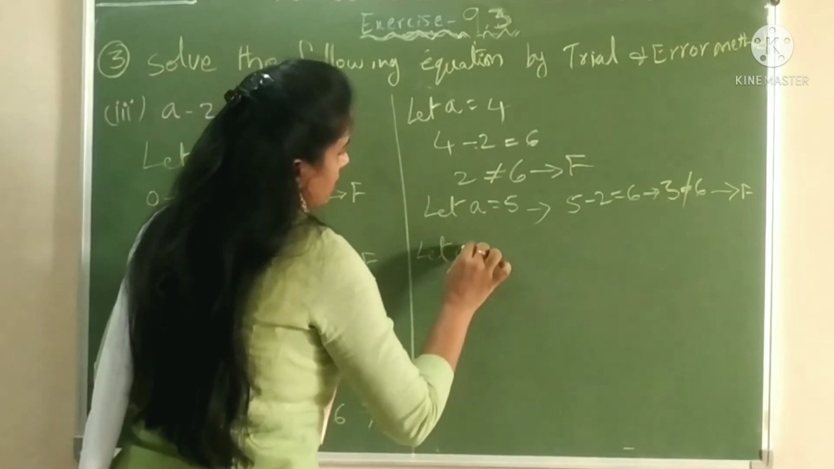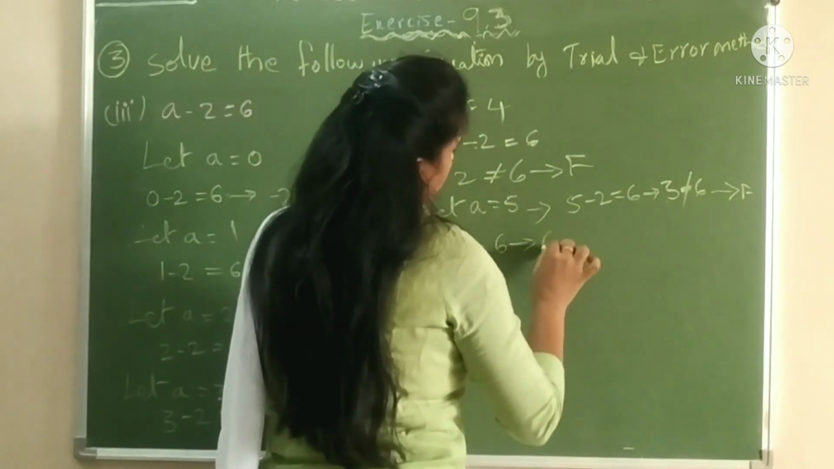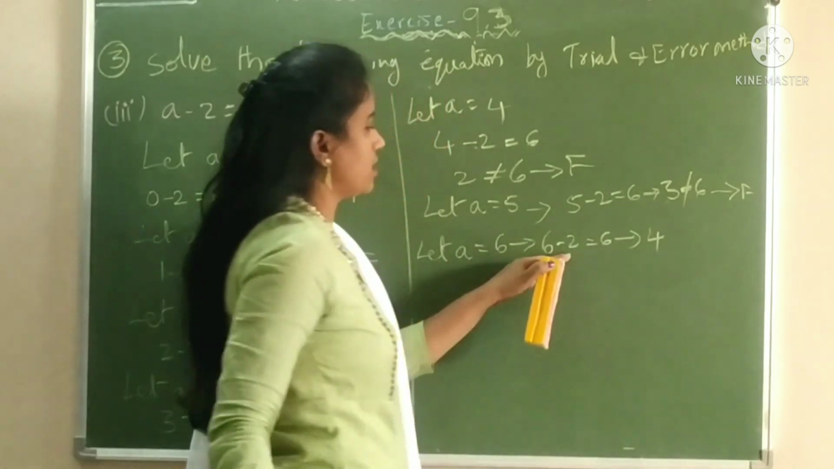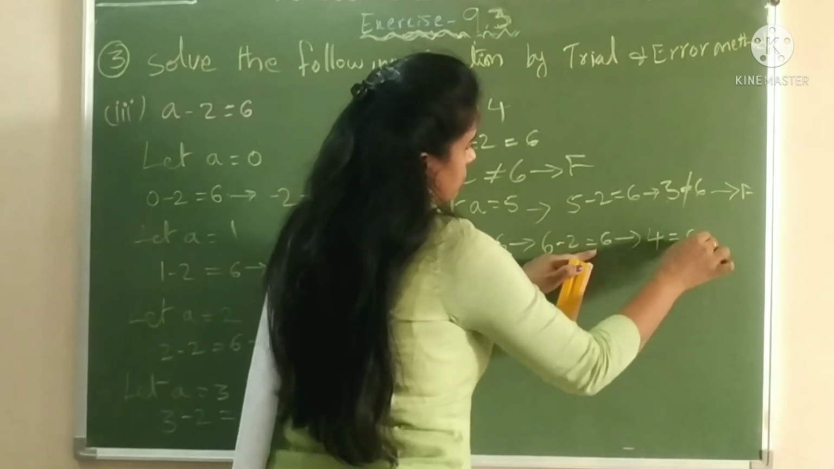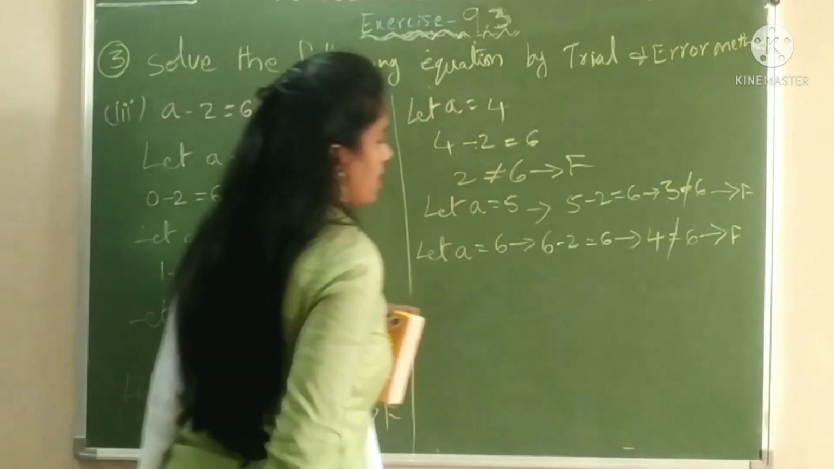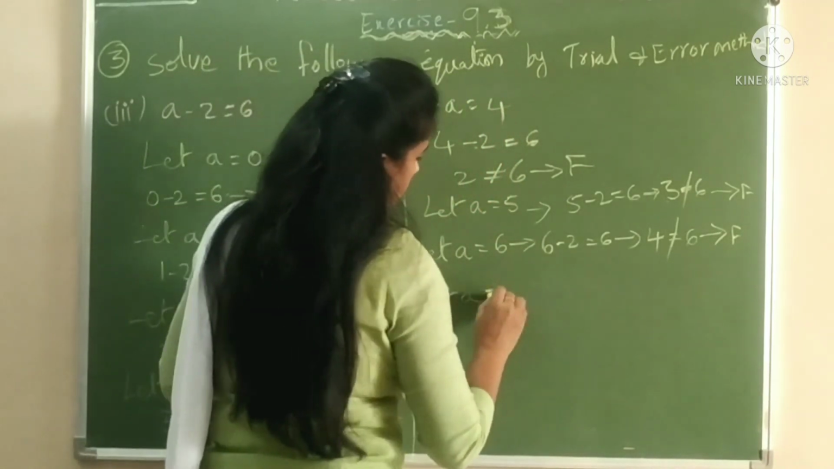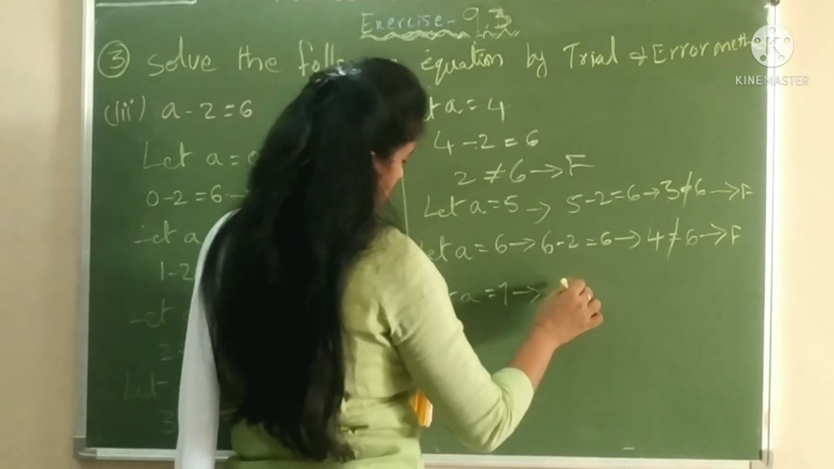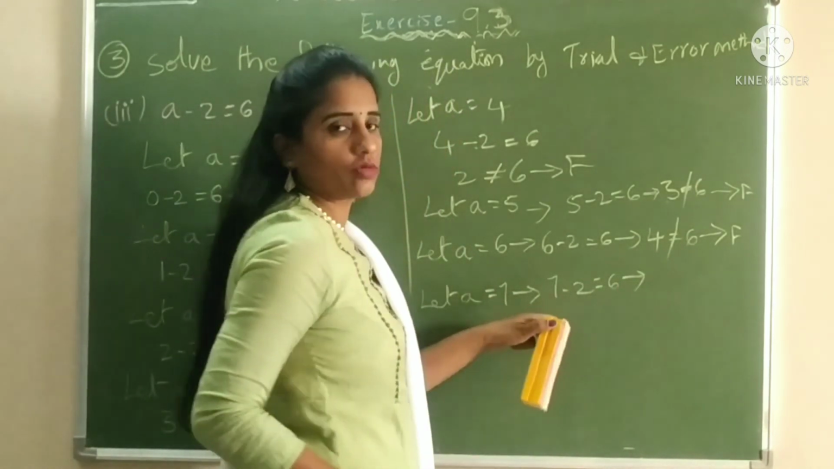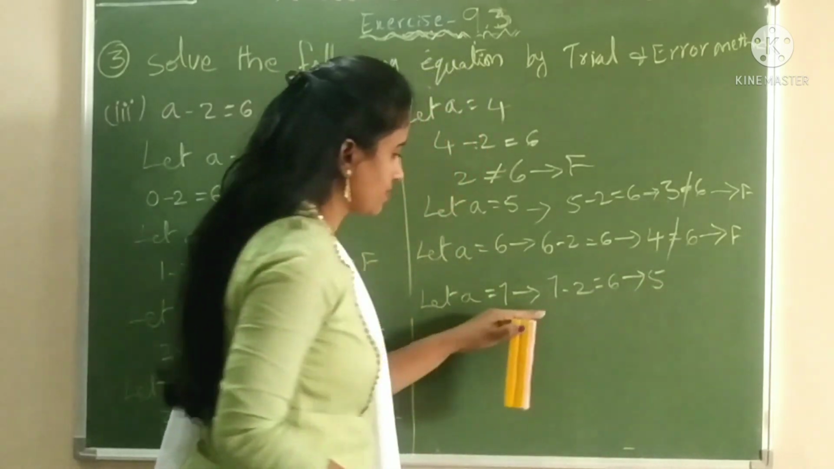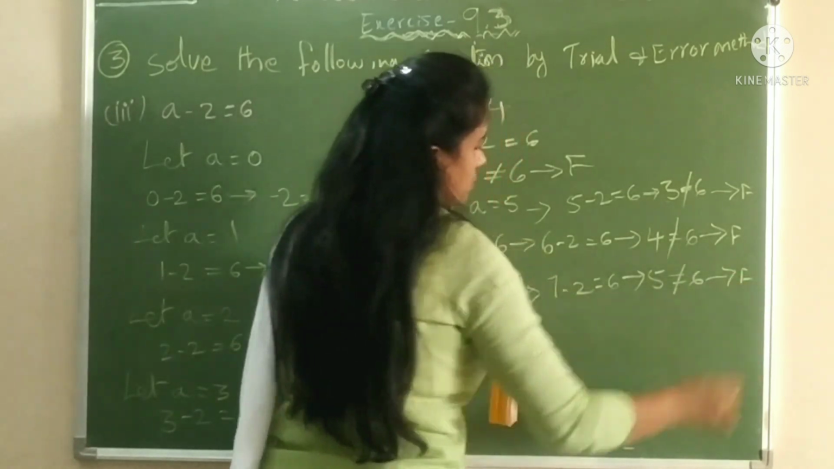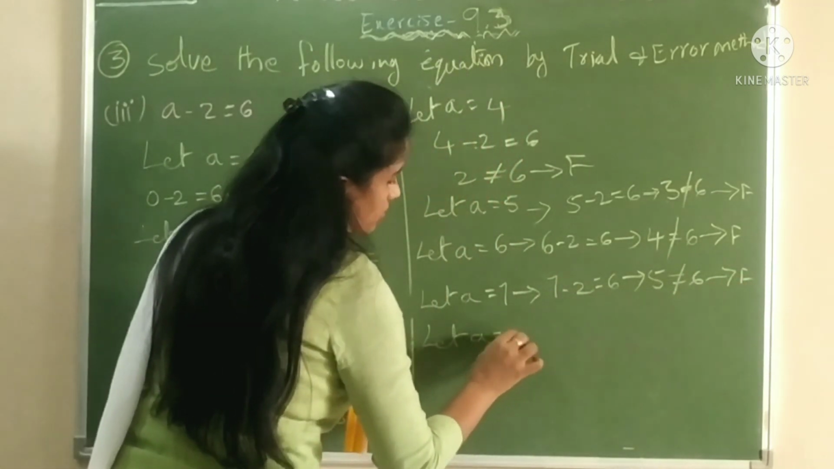Again, let a is equal to 6. Then 6 minus 2 is equal to 4 here, and 4 is not equal to 6. LHS is not equal to RHS. This is also wrong, false. Again, let a is equal to 7. Then 7 minus 2 is equal to 5. 5 is equal to 6? No, wrong. This is also false.